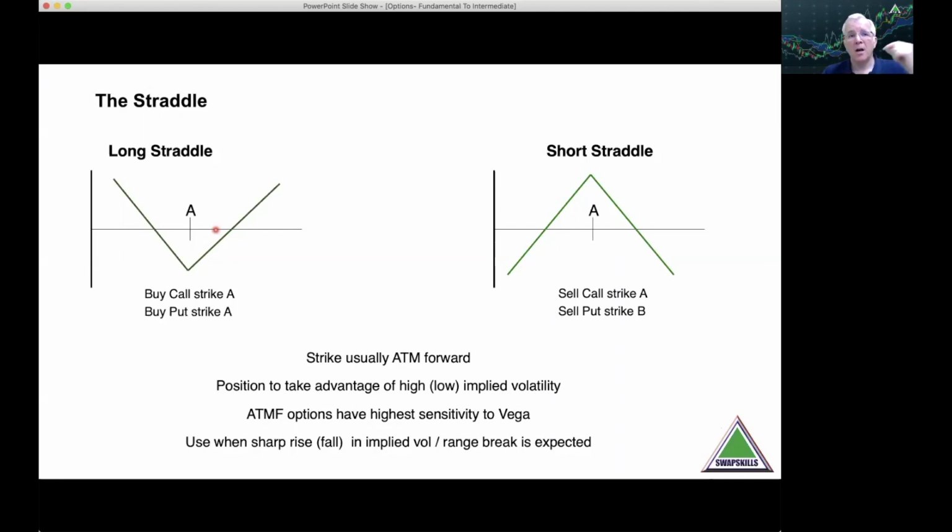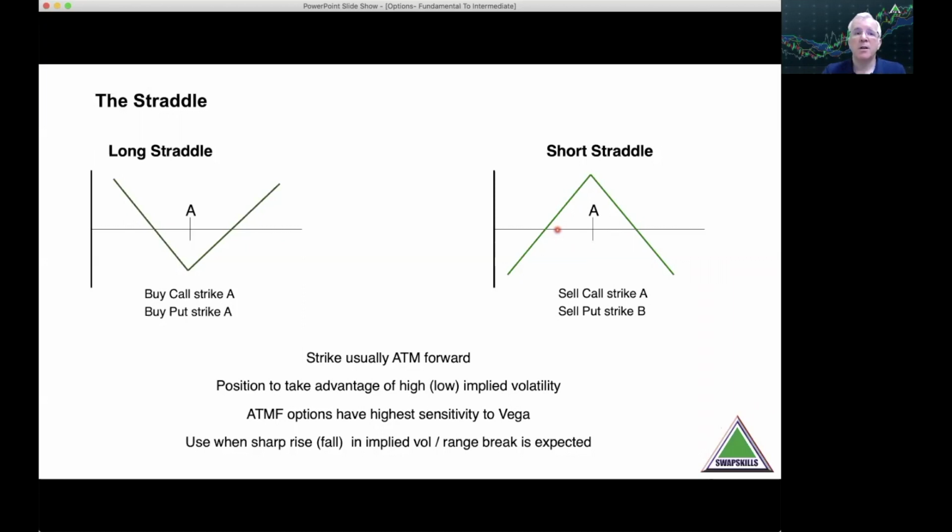Now, what if you got the other view? Have a look on the right-hand side. We've got a short straddle. This is where you sell a call and you sell a put. So you sold a call, you sold a put. I'll pay you for those two options you've sold. You're making a lot of money here.